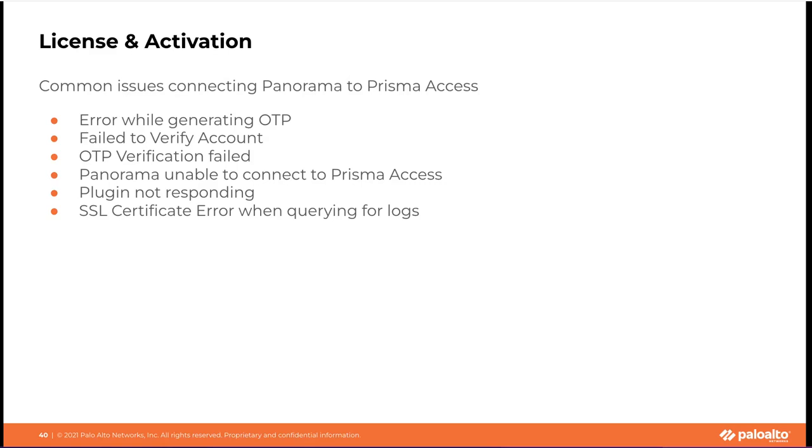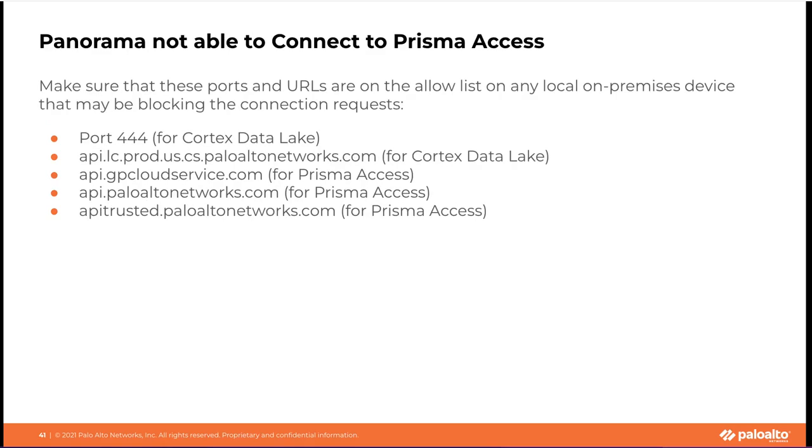Common issues related to licensing and activation are errors while generating the OTP, failed to verify account, OTP verification failed, Panorama is unable to connect to the Prisma Access, your plugin is not responding, SSL certificate errors. So first of all, make sure that all these ports, APIs, and URLs are on the allowed list on any local on-premises device. It can be a firewall or anything that may be blocking the connection request.